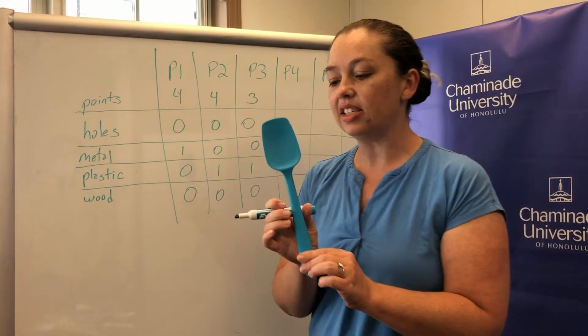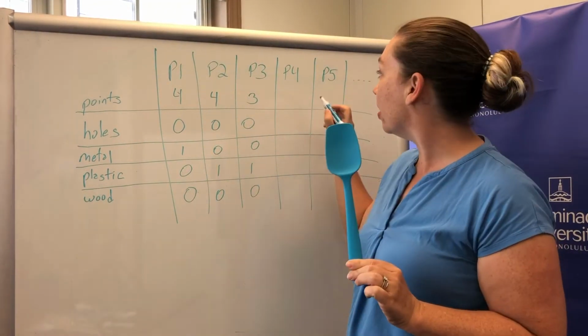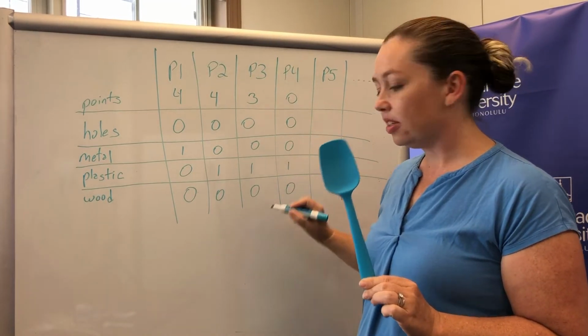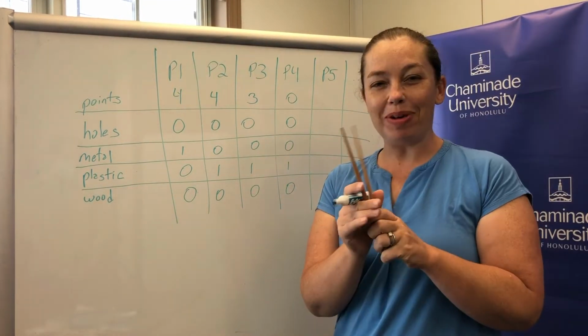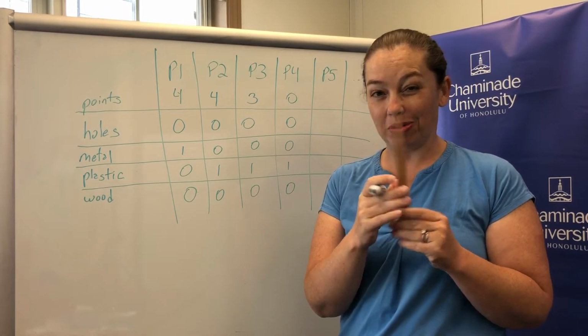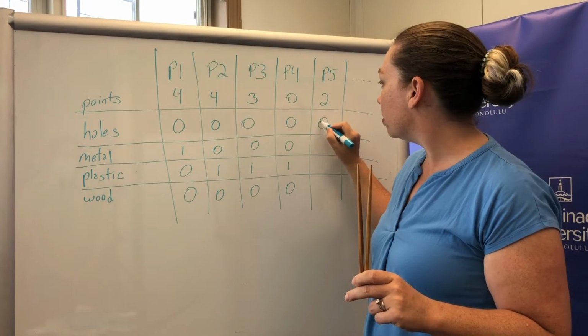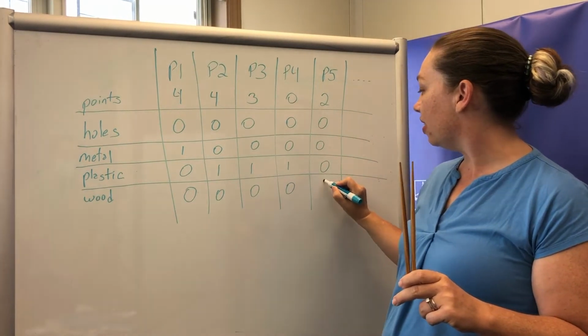Something like this, no points. It's nice and round. I like a spoon, no holes. It's not metal, it is plastic, and it's not wood. How about chopsticks? We want to make sure that they're together, so we'll count them as one item. But we can say that they have 2 points, no holes, they're not metal, they're not plastic, they're actually wood.